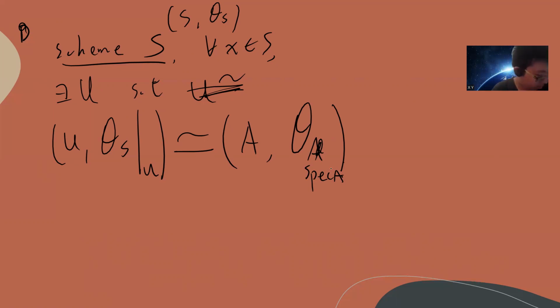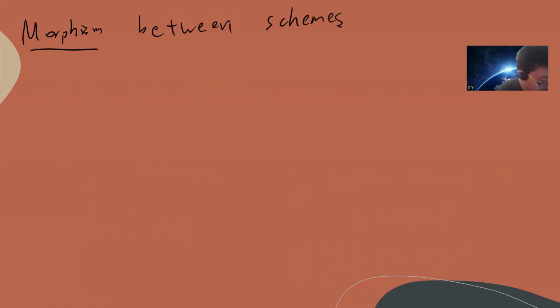Okay. So now let me just define the morphism between skins. Since we have defined what a skin is, and as we know that a skin is a local ring space, we can define what a morphism between skins is. The simple definition is just to say that a morphism between skins is just a morphism between the local ring spaces. Okay, so definition.